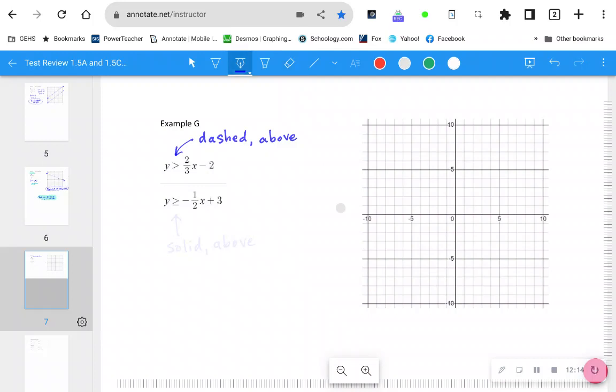So first of all, let's find the y-intercept. And then we go 2 up and 3 over, 2 up and 3 over. We'll be drawing a dashed line through here.